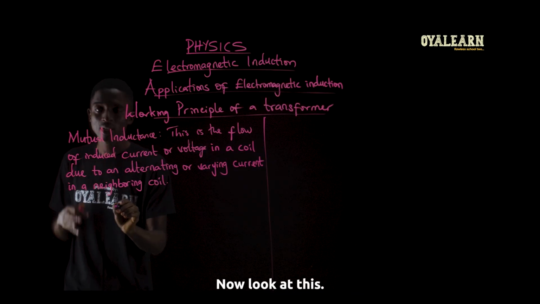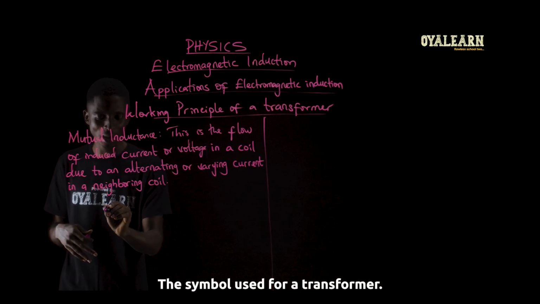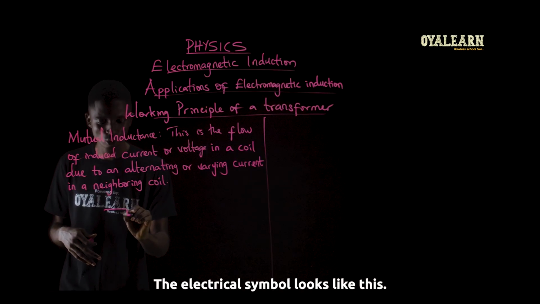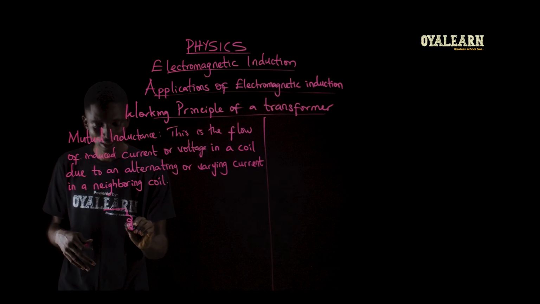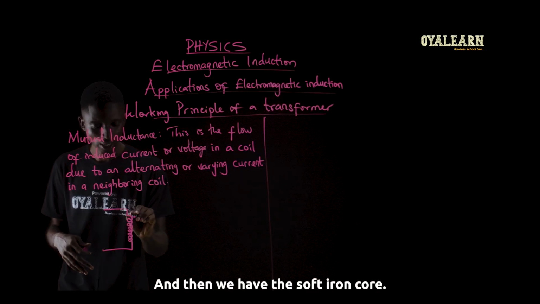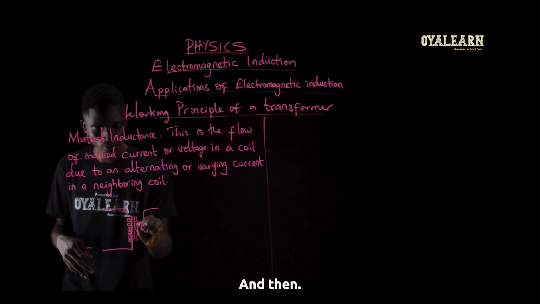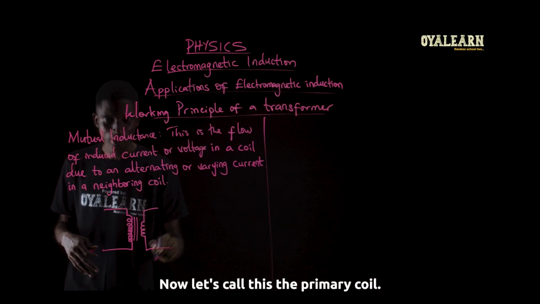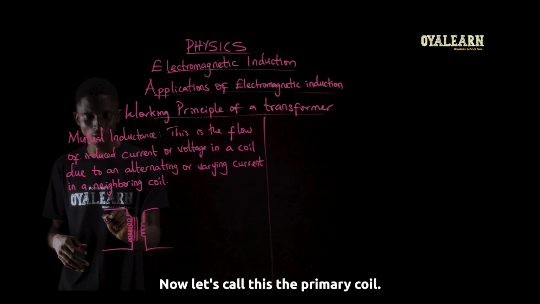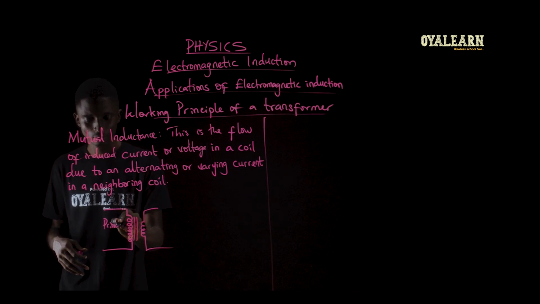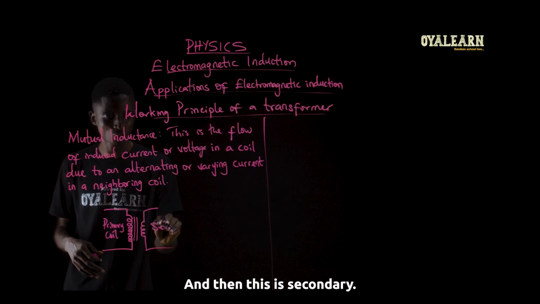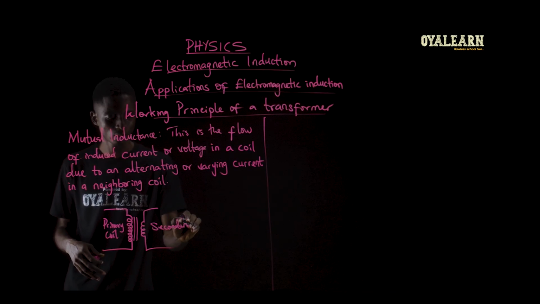Now look at this. The symbol used for a transformer, the electrical symbol, looks like this, and then we have the soft iron core, and then now let's call this the primary coil, and then this is the secondary coil.